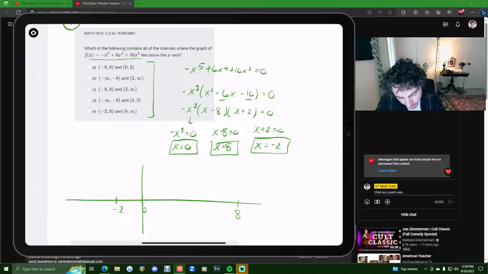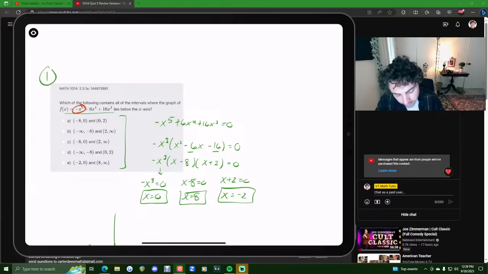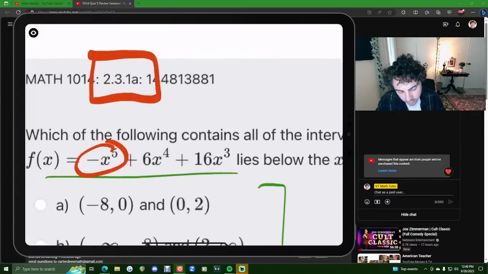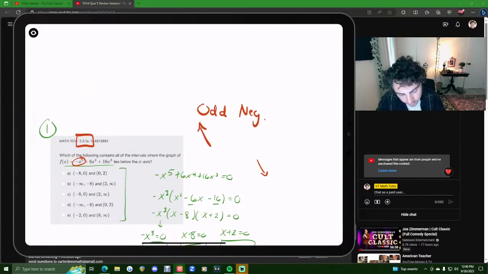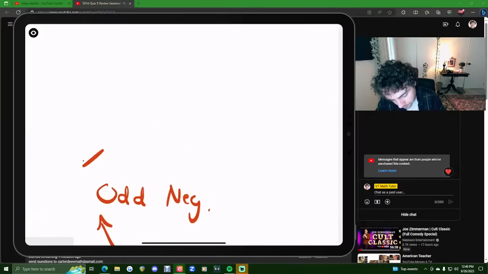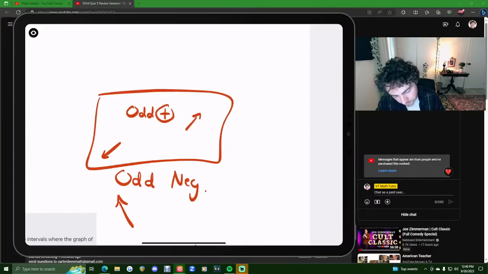And because this is a negative x to the 5th graph, it's an odd negative function. An odd negative function will start in the upper left and end in the lower right. This is known as its end behavior. If you're not familiar with end behavior, I would recommend checking out the original video that I posted for 231A. I think I go more in depth. Just to do it roughly real quick, odd negative looks like this on both ends. Odd positive would look like this. I'll go ahead and just do them all.